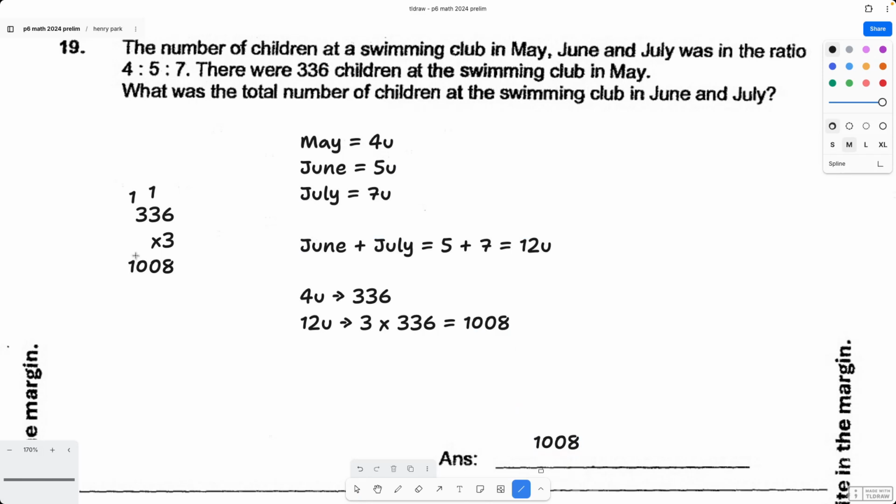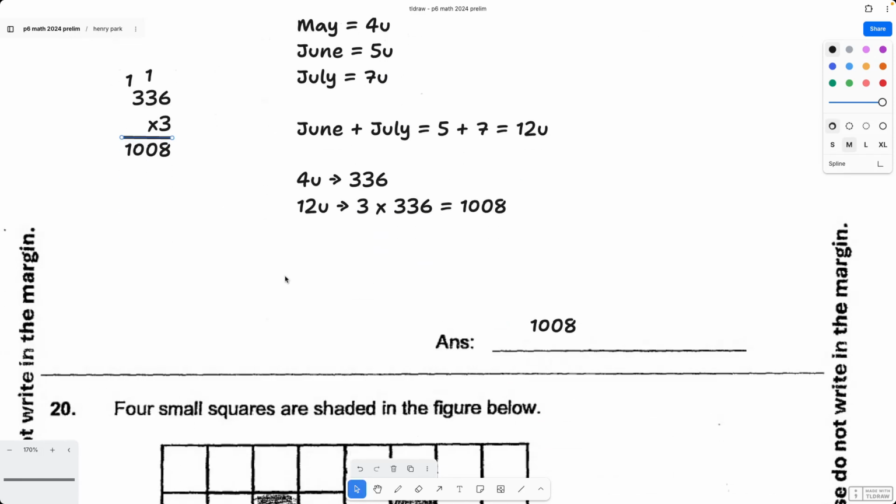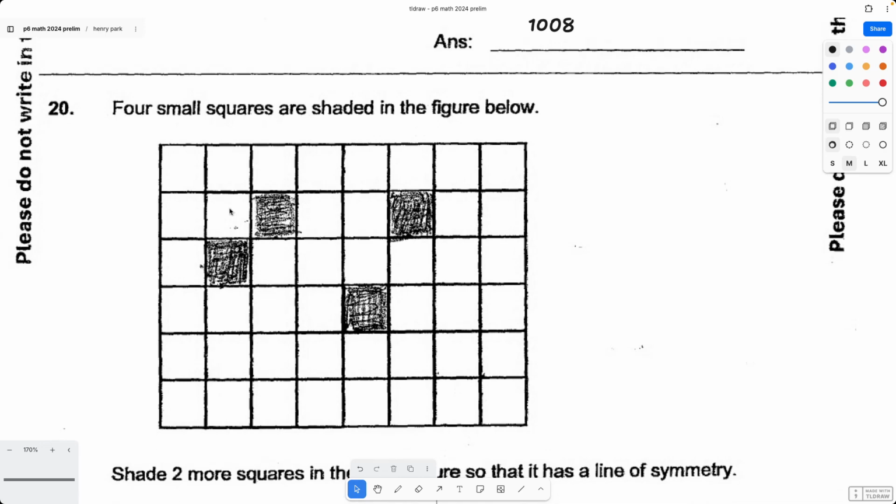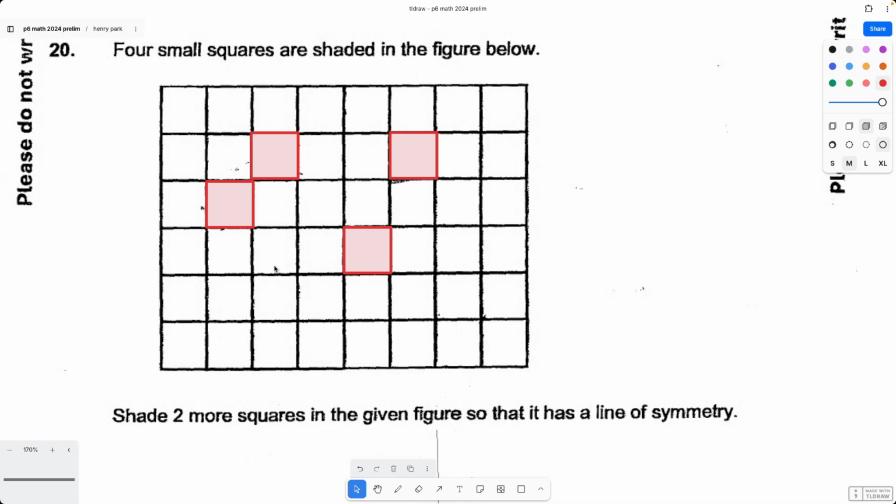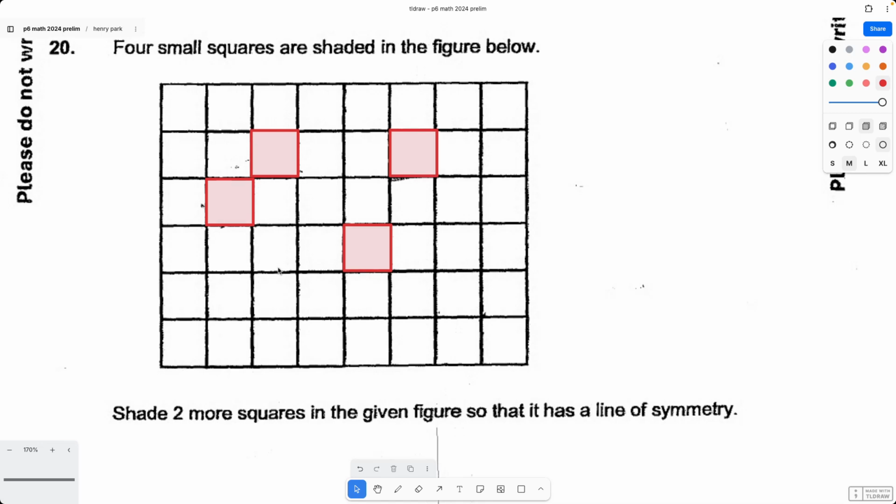Okay, let's move on to the next question. Question number 20. 4 small squares are shaded in the figure below. Let me draw the squares, because this square ain't it. We have one square, then two squares, then three squares, and four squares. I'm going to draw this maybe in red. Shade two more squares in the given figure so that it has a line of symmetry.